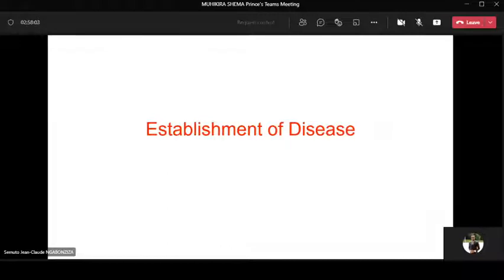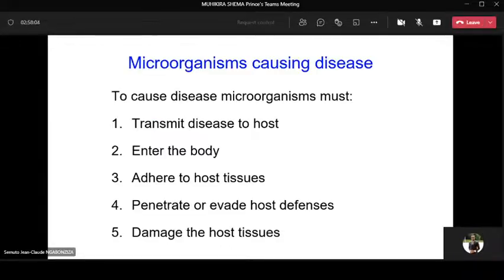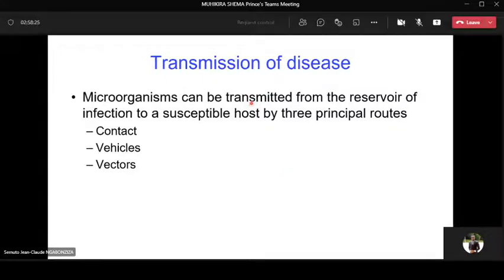How is the disease established? I think you have gone through all these. Transmission is first, then the microbe adheres or sticks to host tissue, penetrates and evades host defenses, then damages the host tissue by different mechanisms that you have seen. So transmission of disease is either by contact, by vector, or by vehicle, but not biological.